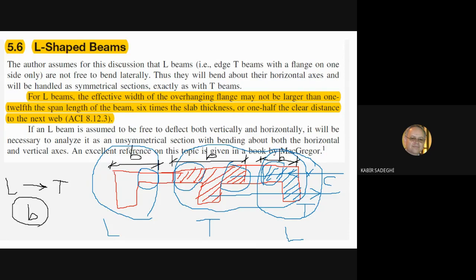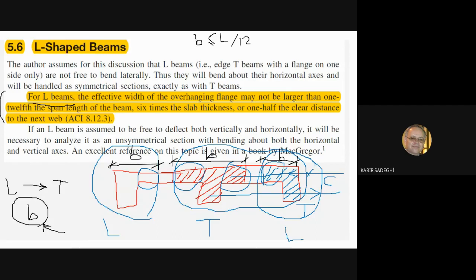Okay, how do we calculate B? Do you remember for T beam, we had three equations given by the ACI code, and we calculate and consider the minimum value of them. Now, B is given again by ACI, that we calculate from here. Therefore, for L beams, the effective width, which is B, of the overhanging flange may not be larger than 1/12 of the span length. Therefore, B should be less than 1/12 of the span. This is one of them.